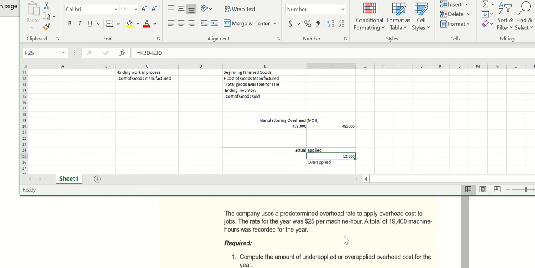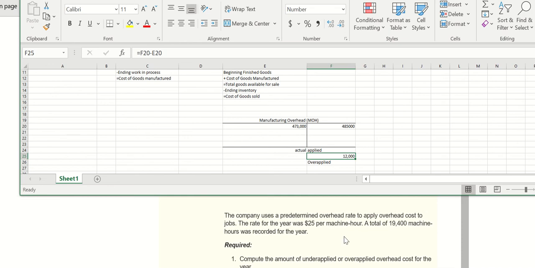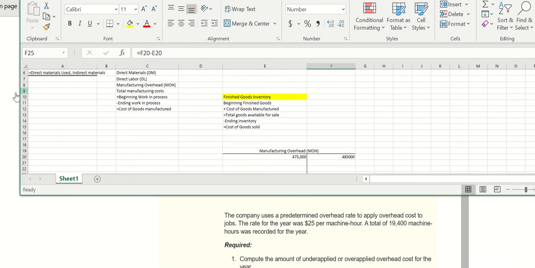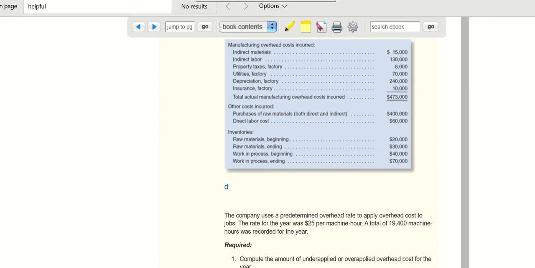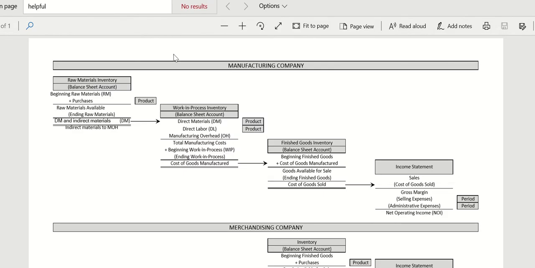Now we need to prepare a cost of goods manufactured for the year, and so I will provide a handout for you in class and online. This is the handout, right? It talks about raw materials, work in process, finished goods, and then our income statement. Usually these look pretty complex, but if you can reason through these formulas, it'll be helpful for you.